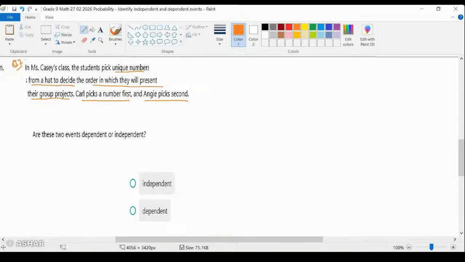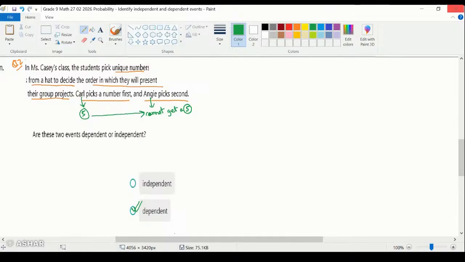But if Carl picks the number 5, will Angie be able to pick number 5? Okay. Carl's number is 5. So Angie cannot get a 5, right? She cannot. That means if Carl has that number, Angie cannot. That means they are dependent events.